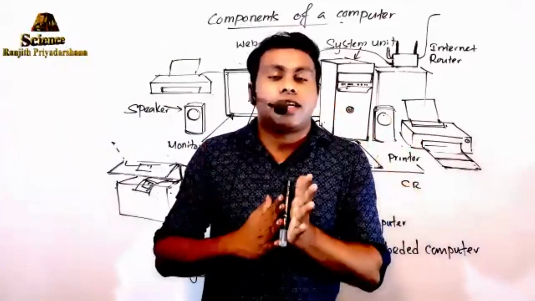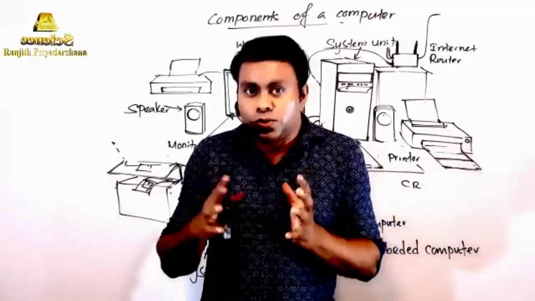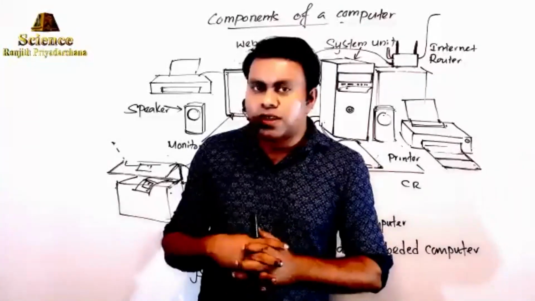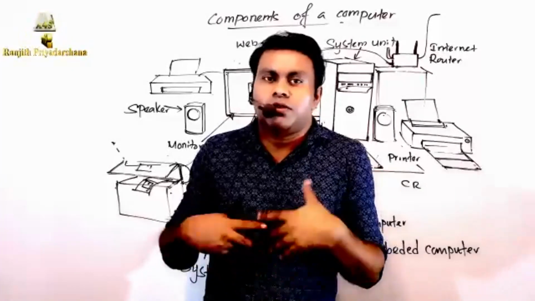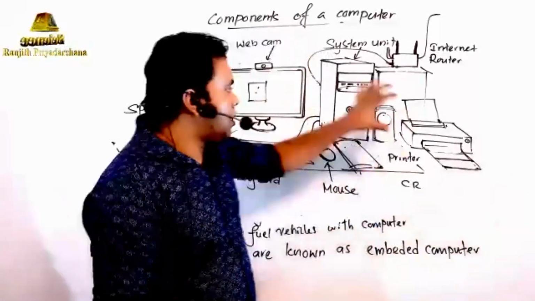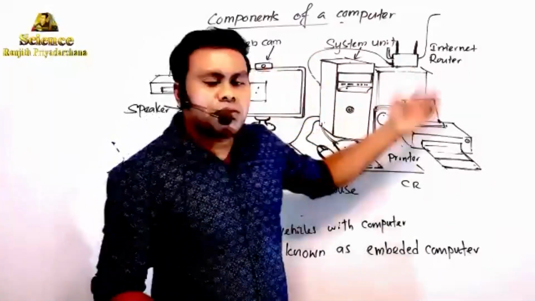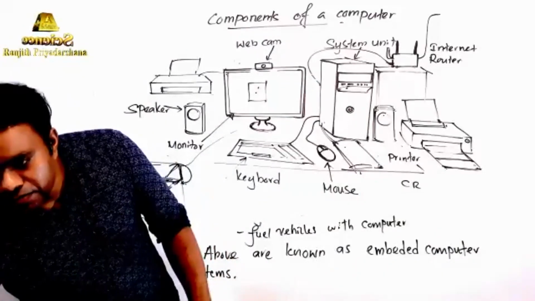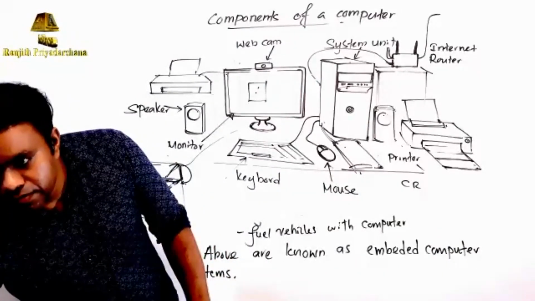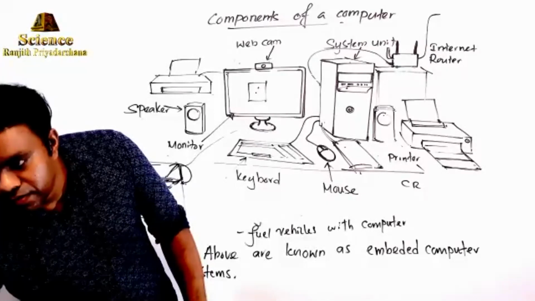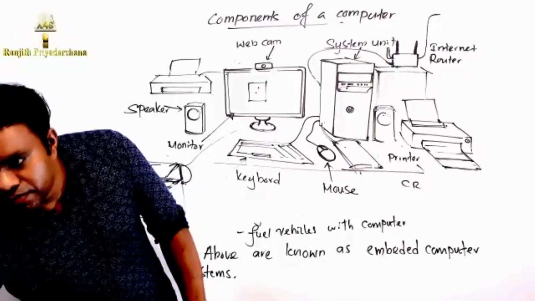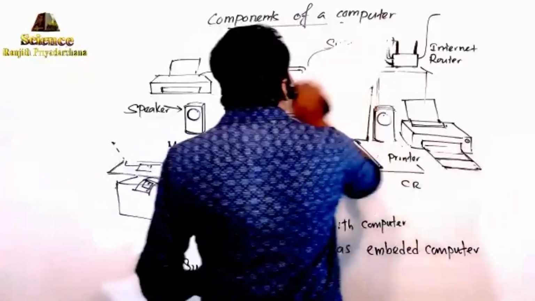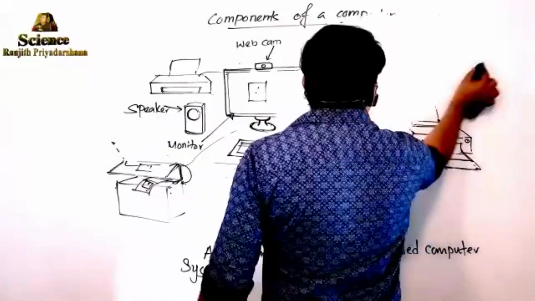Now we are going to categorize. Now we are going to identify the components of a computer according to their functions. We are going to categorize these according to the functions they perform. Okay, now let's write down the topic. Components of a computer.